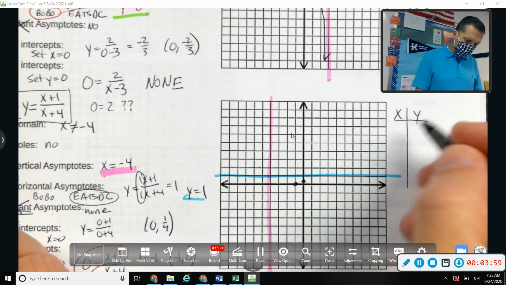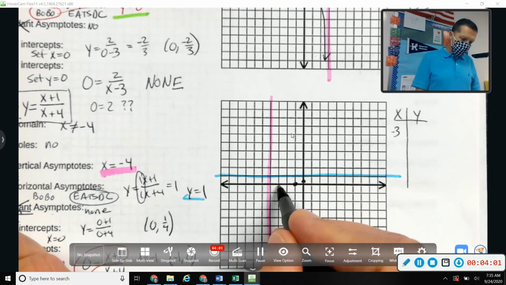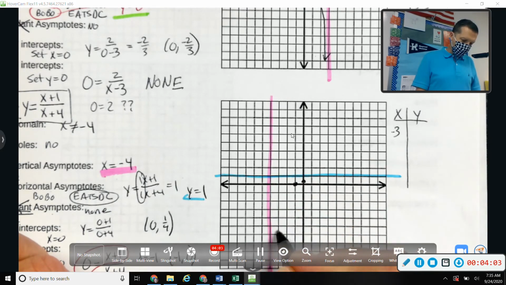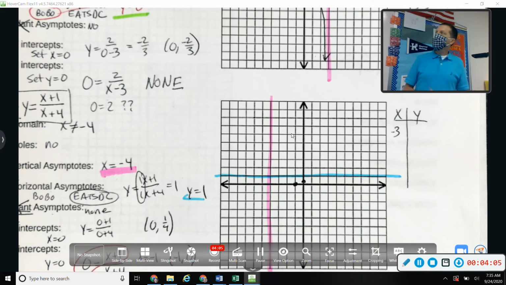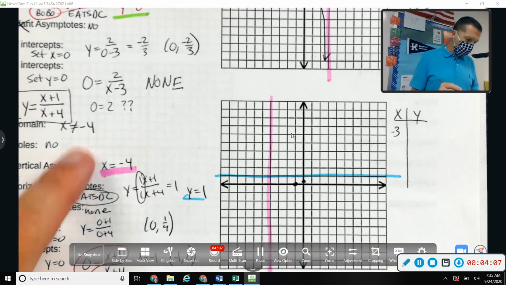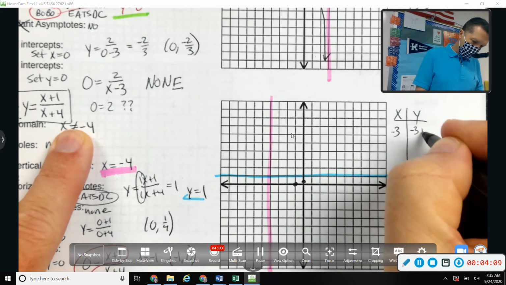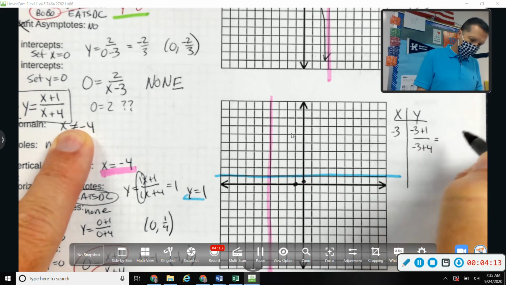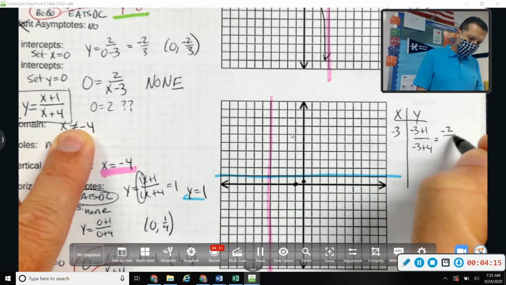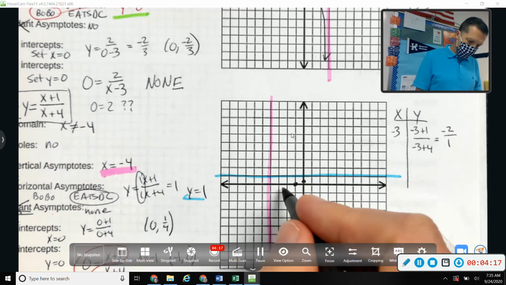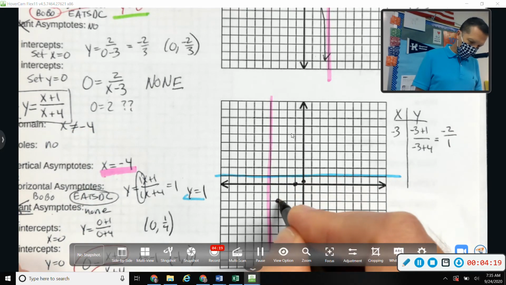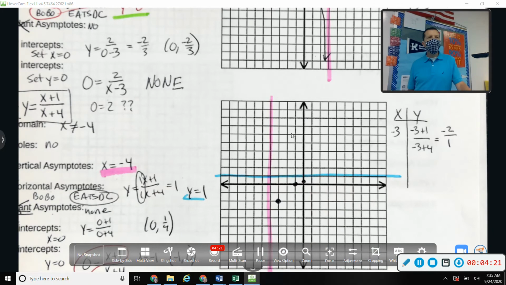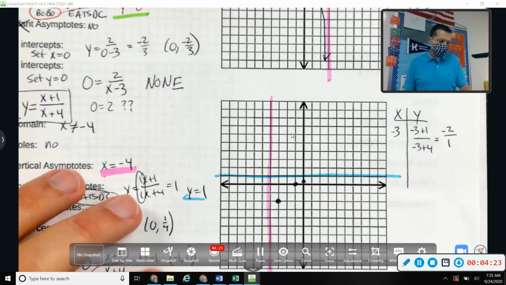I'm going to plug in x equals negative 3, and I should get something down here just to confirm that this is doing what I think it's doing. Negative 3 plus 1 over negative 3 plus 4 would be negative 2 over 1. So negative 2. Okay, that fits with what the pattern is, what I think is happening.